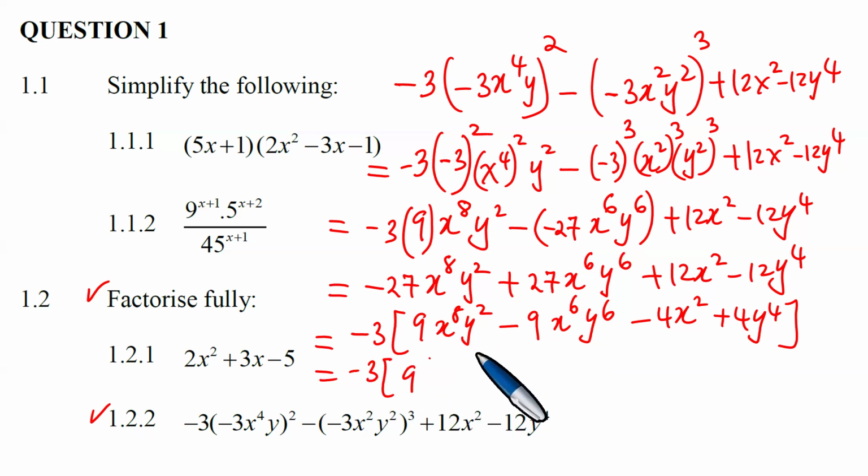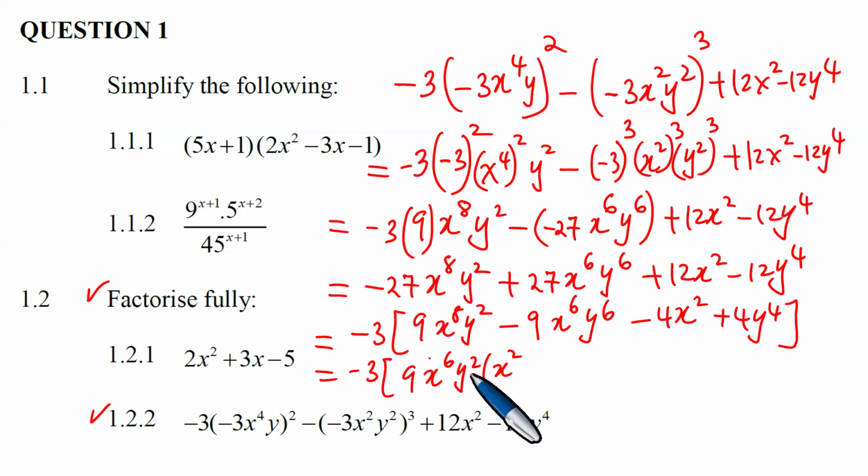But not only 9, there's also x to the power 6 because it's x to the power 8. So you're going to pull out x to the power 6 because 6 is smaller than 8. And then there's y squared and y to the power 6. We're going to pull out y squared because 2 is smaller than 6. And so when we do this, out of 8, we pull out 6. You are left with 2.